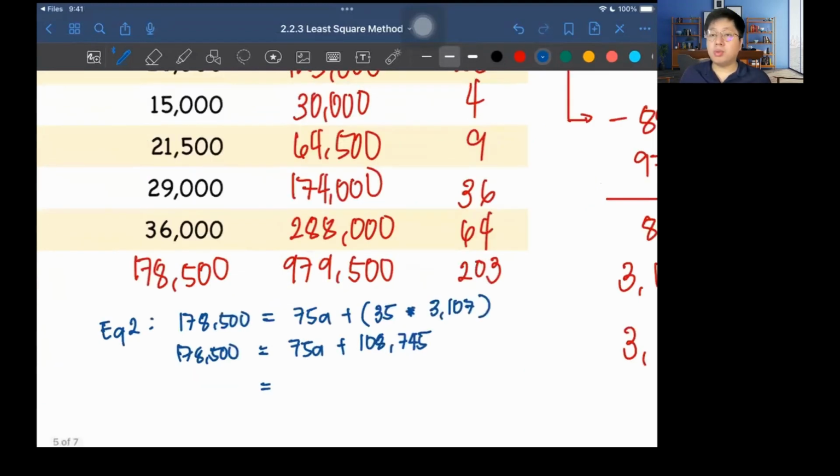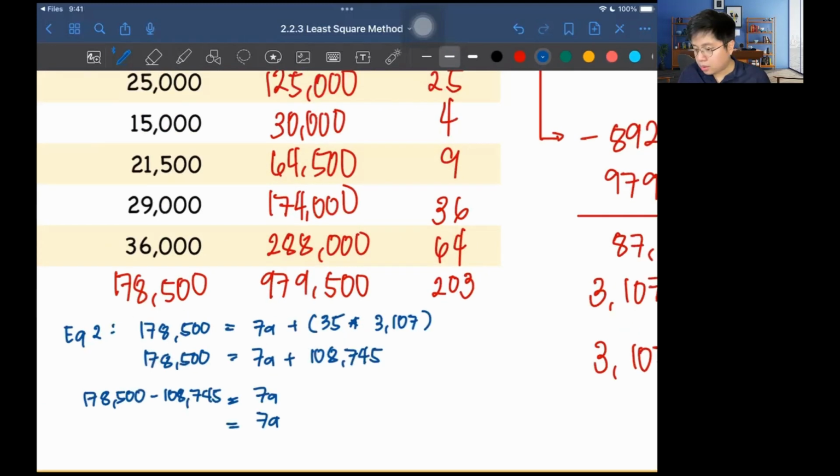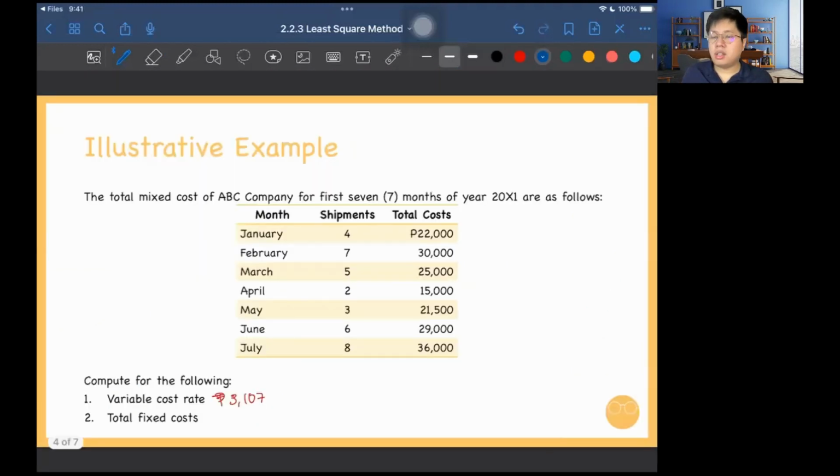Meaning to say, our total variable cost is 108,745. Then let's move the 108,745 to the other side of the equation. 178,500 less 108,745 is equal to 7a. That will give us 69,755. The value of a here is 9,965. To answer the requirement, the total fixed cost is 9,965.